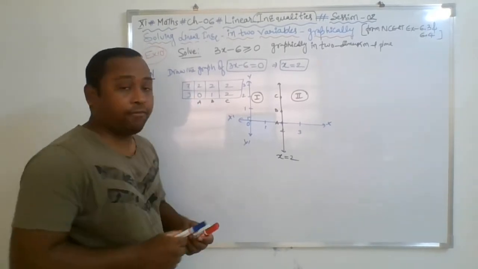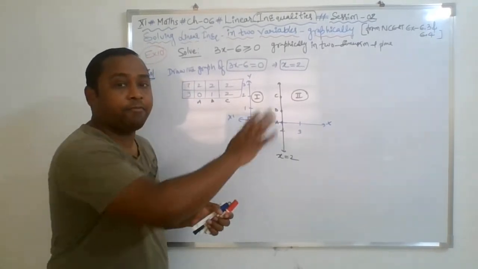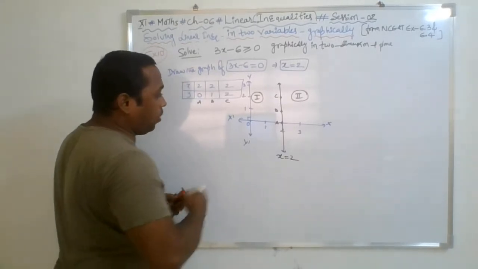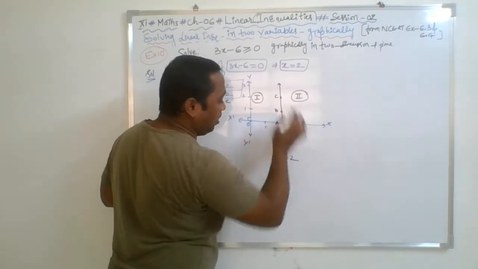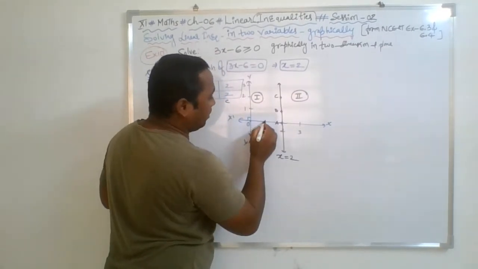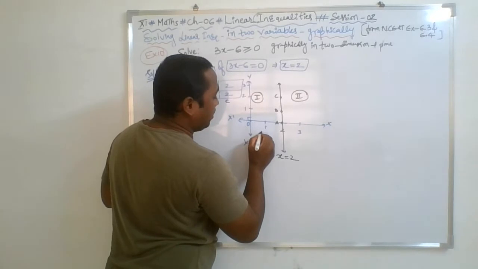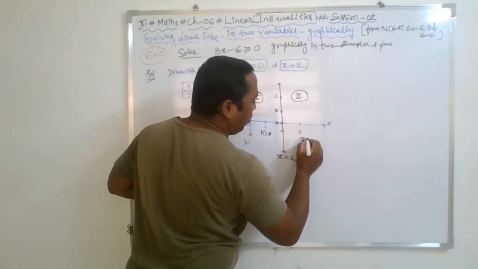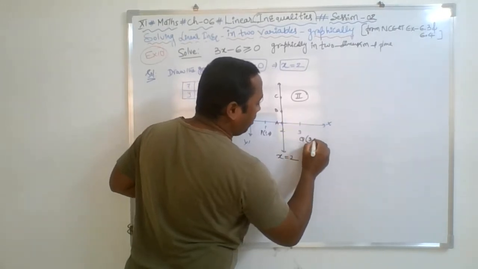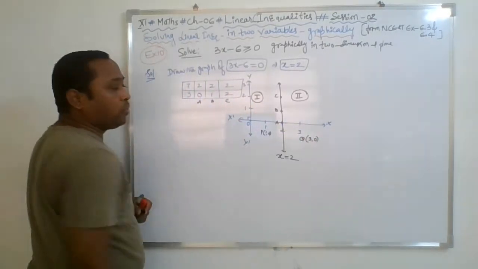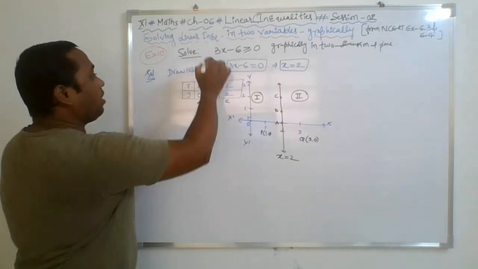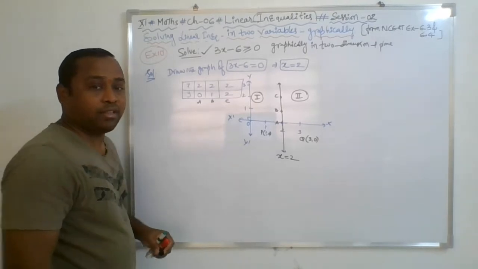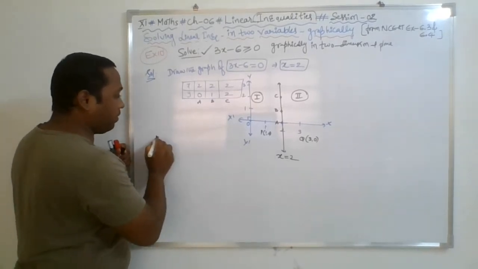Now I have to take 2 points, one from first half plane, one from second half plane. So smartly I wanted to take the point from the first half plane. This is a point P I wanted to take as 1 comma 0. Q is a point from second half plane, 3 comma 0. I need to put these 2 points in the given inequality to check which point will satisfy the inequality. That is my observation table.